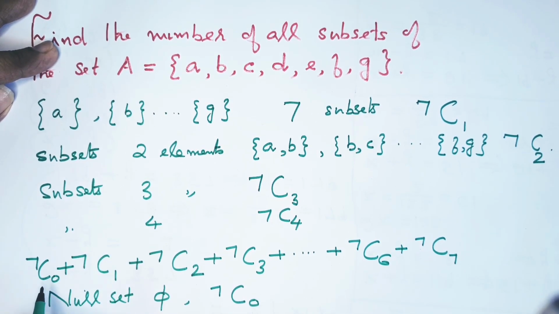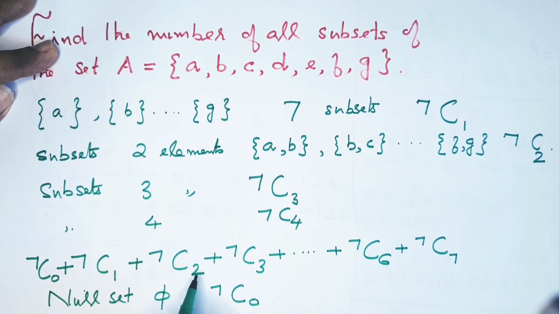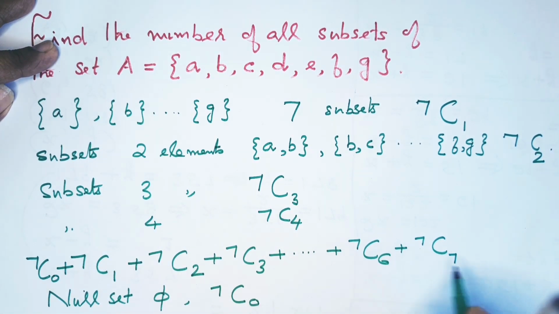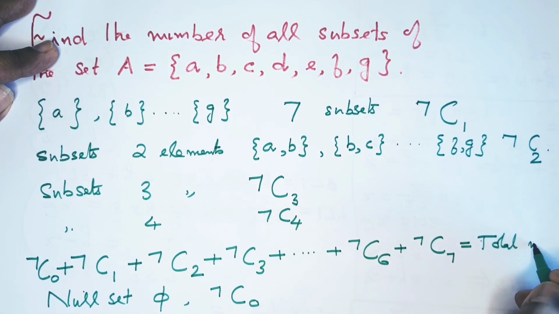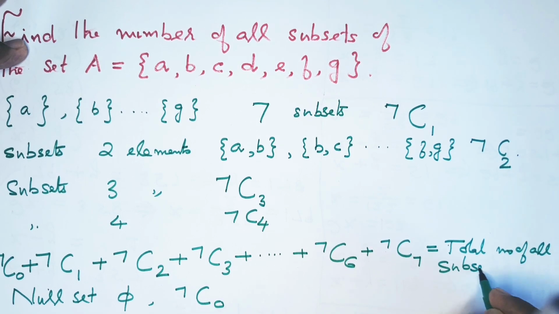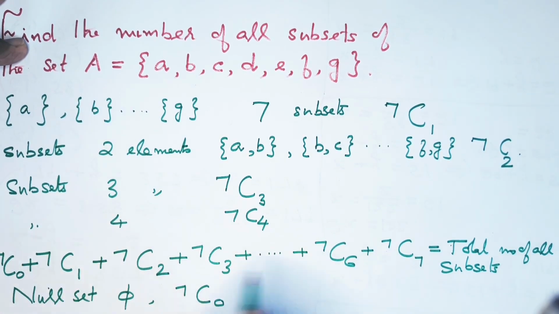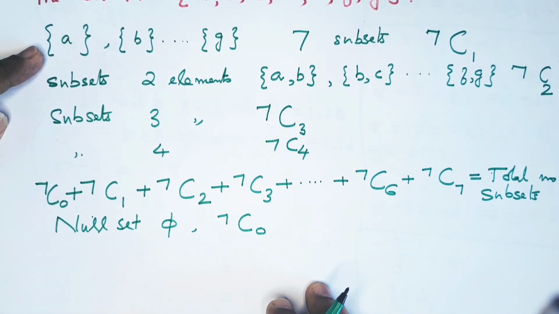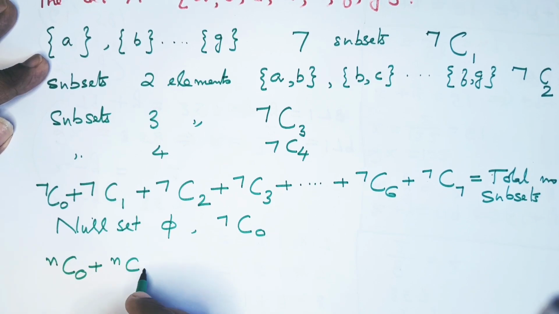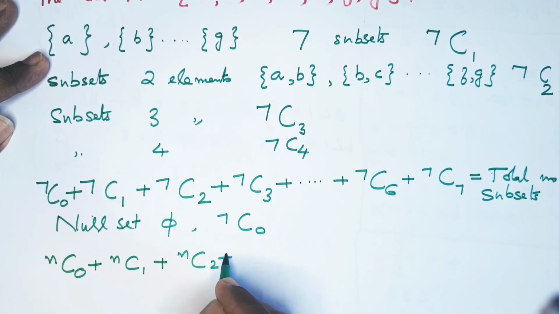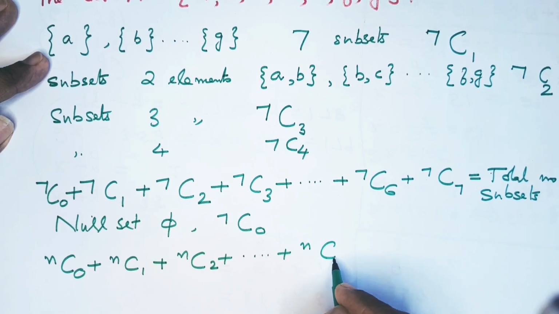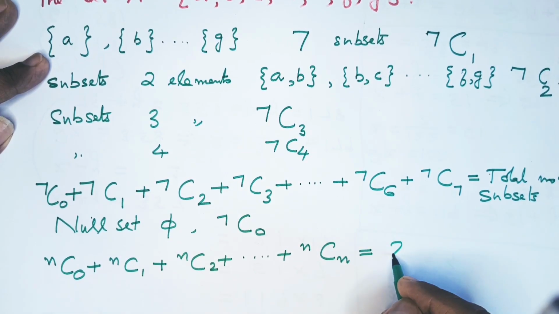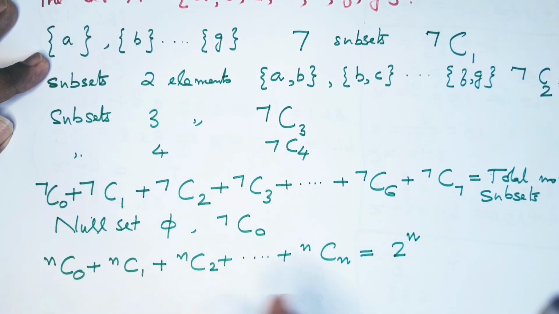So this will represent no element. This will represent subsets with 1, 2, 3, all the way up to 7. And the sum of all these numbers will give you the total number of all subsets. So this is the final answer. Now, how do you sum up this number? See, there is a simple formula which I'll show you now in combination, which says nC0 plus nC1 plus nC2 plus all the way up to nCn is given by 2 power n. There is a simple result like this.